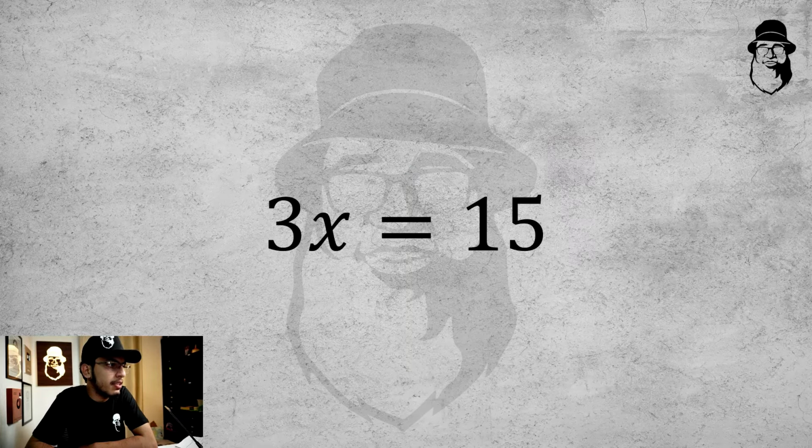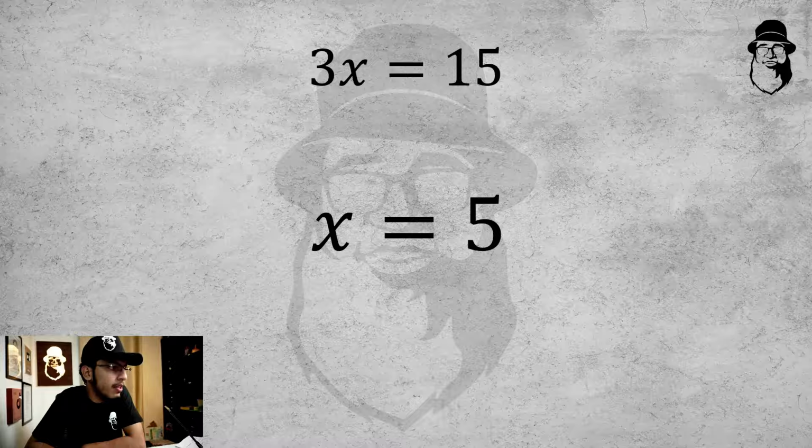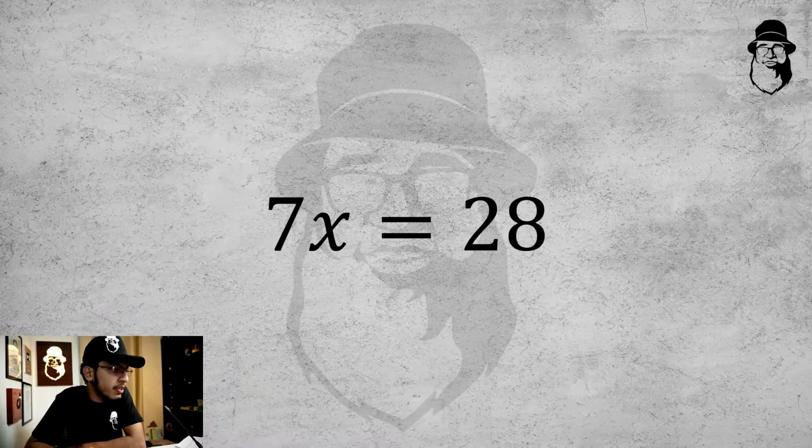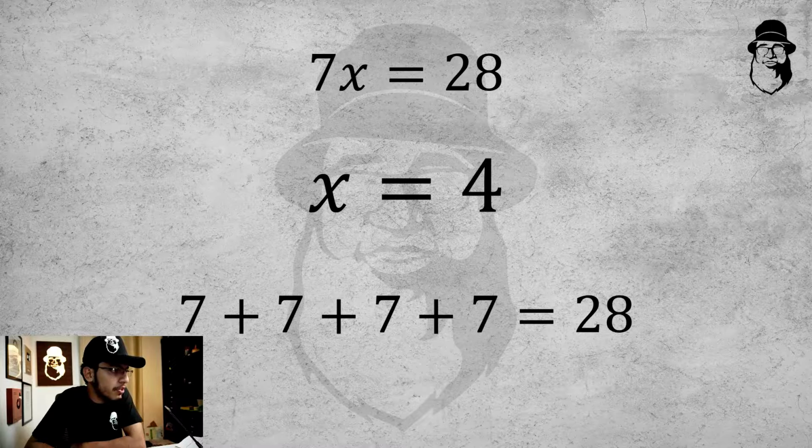Solve 3x = 15. This equation says that 3 times a number is 15. So the answer is clearly 5 as 3 5s make 15. So we write x = 5. Solve 7x = 28. x is 4 because 7 4s make 28.